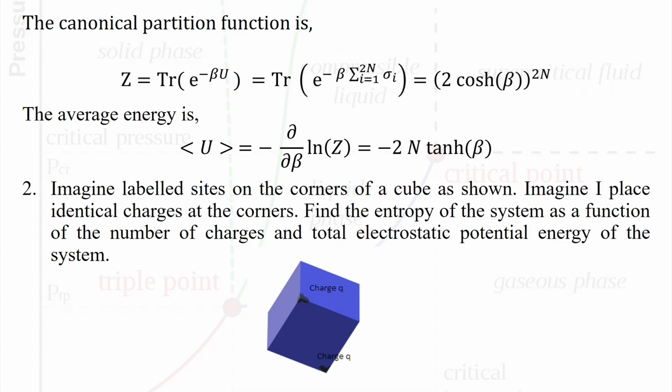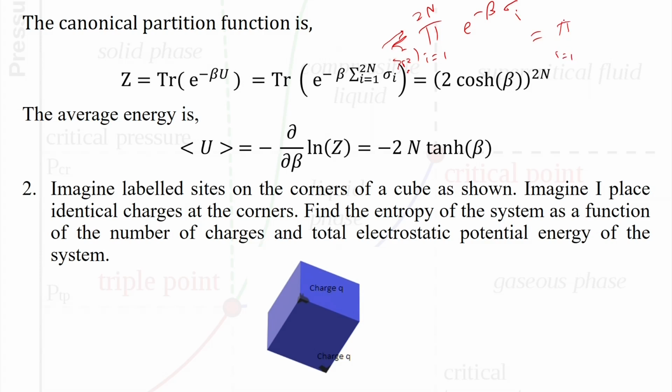Remember, the microstates are the configurations of all the sigmas. So now you trace out over all the microstates, and we do it in the usual way. You know that you can write this as the product of e raised to minus beta sigma I, and then you have to trace over all of them. That means you have to sum over all the configurations.